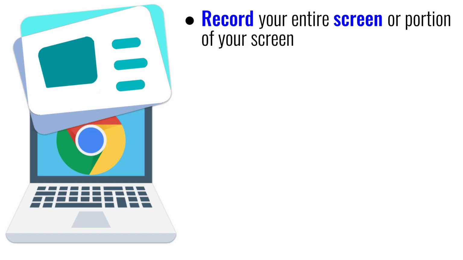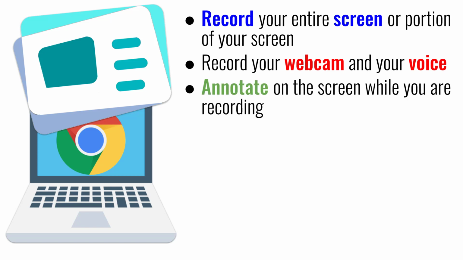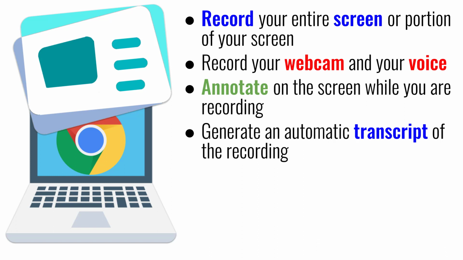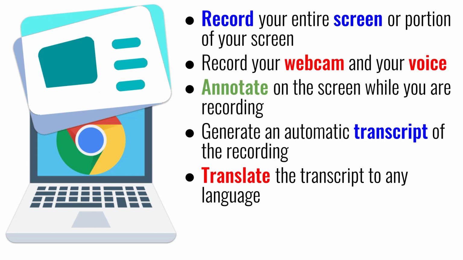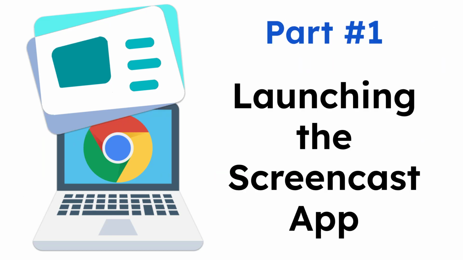With Google Screencast, you can record your entire screen or a portion of your screen. You can record your webcam and your voice. You can annotate on the screen while you're recording. The tool generates an automatic transcript of the recording. You can translate the transcript into any language, and you can edit the screencast by skipping portions of the transcript. This is an easy way for teachers to create instructional videos and for students to make recordings to demonstrate their understanding. Let's take a look at how Google Screencast works.